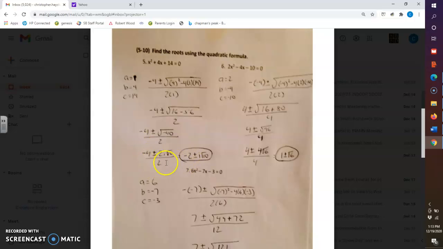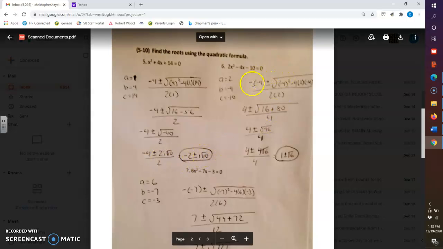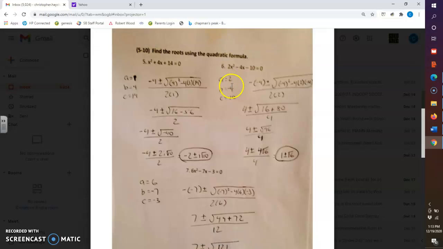Negative 4 over 2 is negative 2. The 2's here cancel, and I'm left with i root 10. Up here, my A is 2, my B is negative 4, my C is negative 10. So it's negative negative 4. We put the B in as a negative, and that double negative is going to turn to a positive 4.